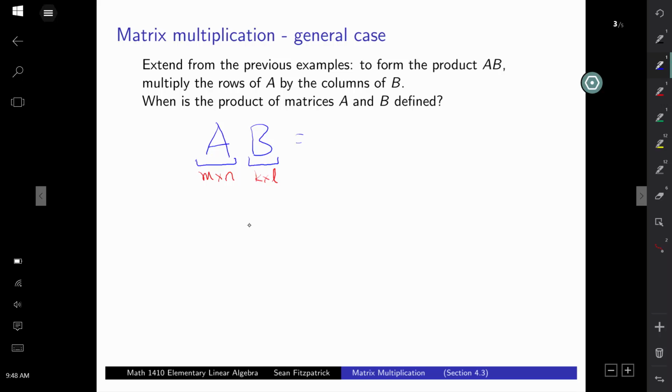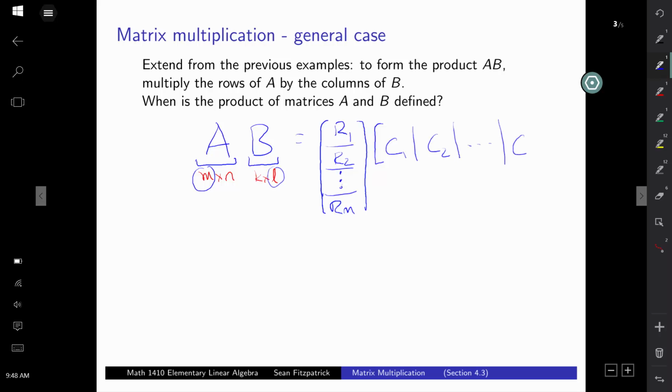Okay, so I want to do this kind of row times column thing, so I want to think of A as consisting of several rows: row 1, row 2, down to, well, row M. Okay. I want to think of B as consisting of several columns: column 1, column 2, across to column L.